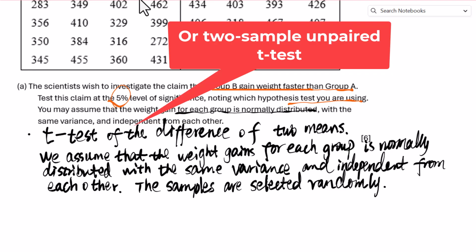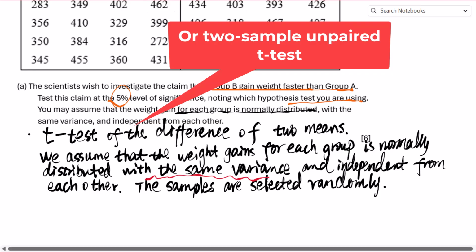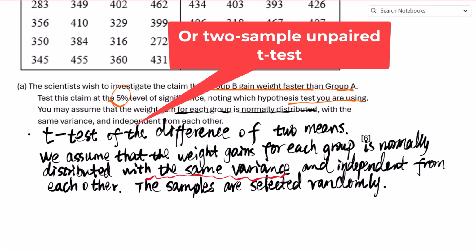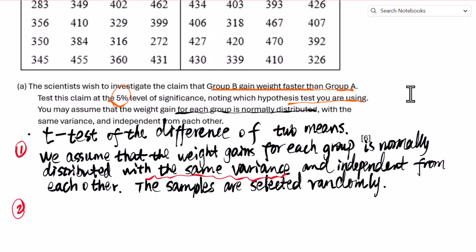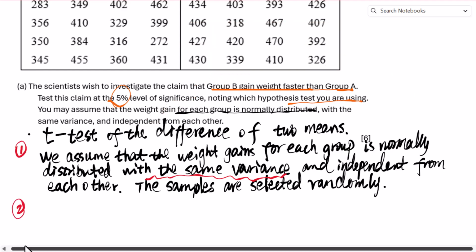We also assume that the weight gains for each group is normally distributed with the same variance, which means this is a pooled two-sample t-test, and independent from each other. We also assume that the samples are selected randomly. Second step, we need to write down H0 and H1.